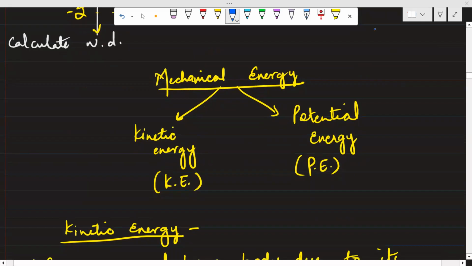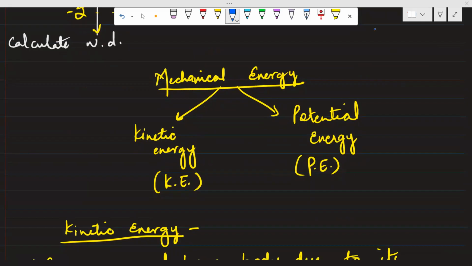See class, this completes the work done concept. Now, as I told you, this chapter is divided into 3 parts. You have work done, you have energy, and you have power. So let's start with the concept of energy. You have two major kinds of energies in your syllabus, but that doesn't mean only these kinds of energies exist. Various other kinds of energies are also there: internal energy, entropy, and many more. But don't worry about those energies. Mainly, you have to do these two kinds of energies in your syllabus: kinetic and potential.